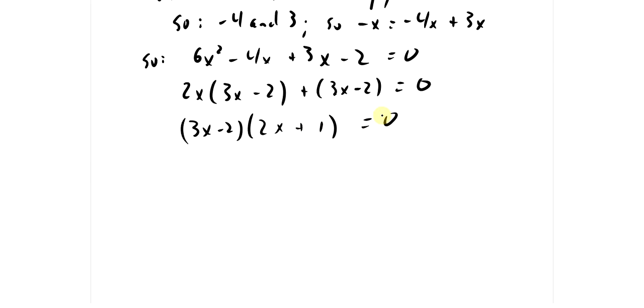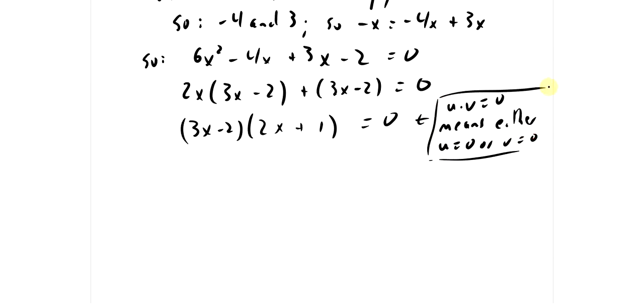Great. And this is why we want equal to 0. Right? This was on, I think, one of the quizzes, the first quiz on Thursday. Two things multiplied together to give you 0. U times V equals 0 means either U equals 0 or V equals 0. I think that was on quiz 1 or 2, as I said.